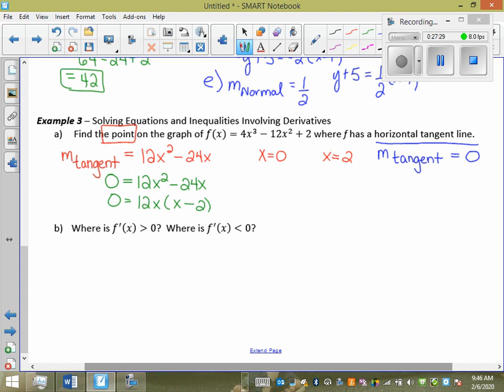You got it. So we need a point. The points are always on the what? The original graph. So I need to plug them back into here. So if I went f of 0, I would get 4 times 0 cubed minus 12 times 0 squared plus 2. And so f of 0 just equals 2. So my one point is at 0, 2.